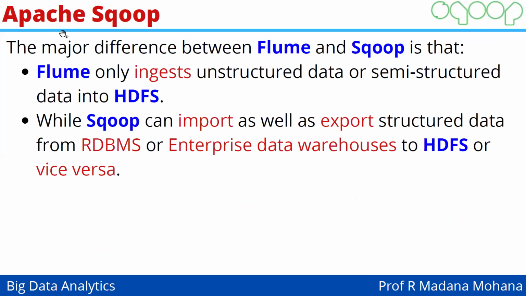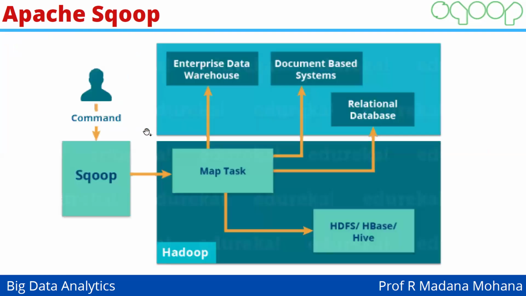Then the next component is Apache Sqoop. The major difference between Flume and Sqoop is that Flume only ingests unstructured or semi-structured data into HDFS, whereas Sqoop can import as well as export structured data from an RDBMS or enterprise data warehouse to HDFS or vice versa. That is the major difference between Flume and Sqoop.